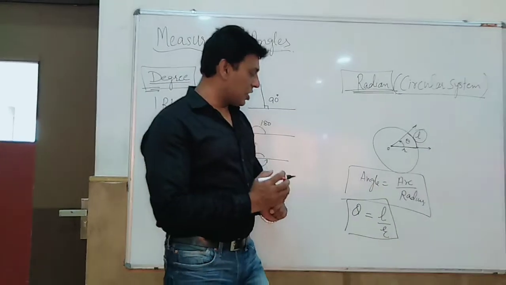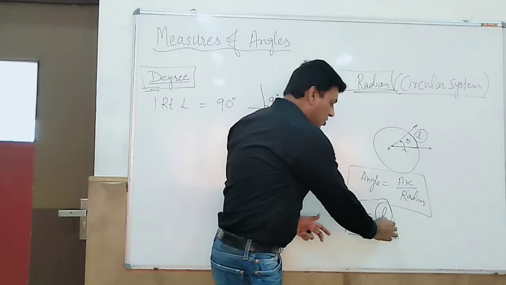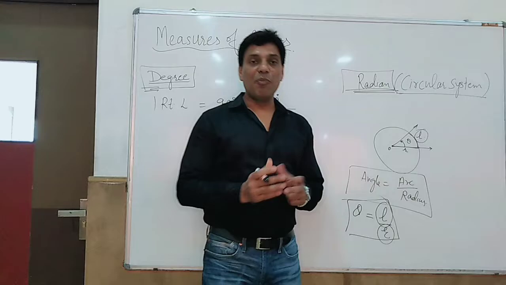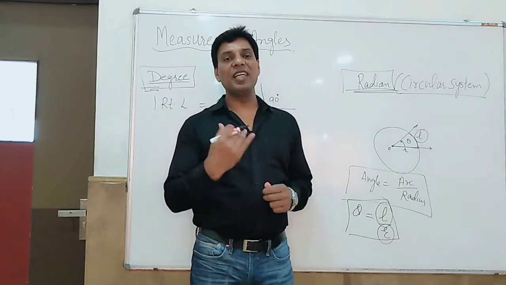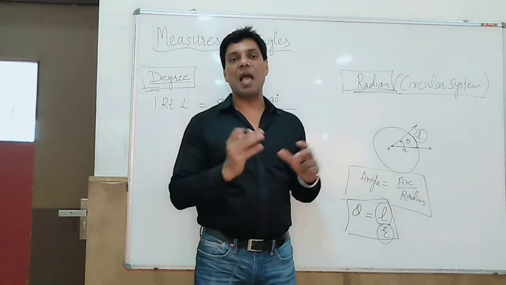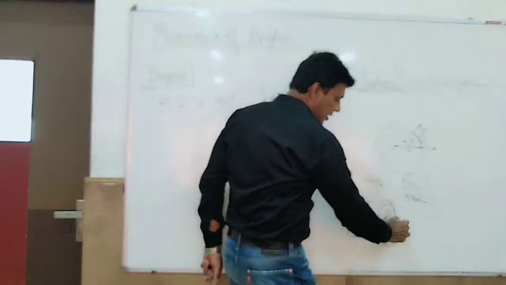One thing to be noted down: L is a length and r is also a length. If both lengths are in centimeter, then theta seems to be unitless. It means it has no dimension. But generally we used to write radian.